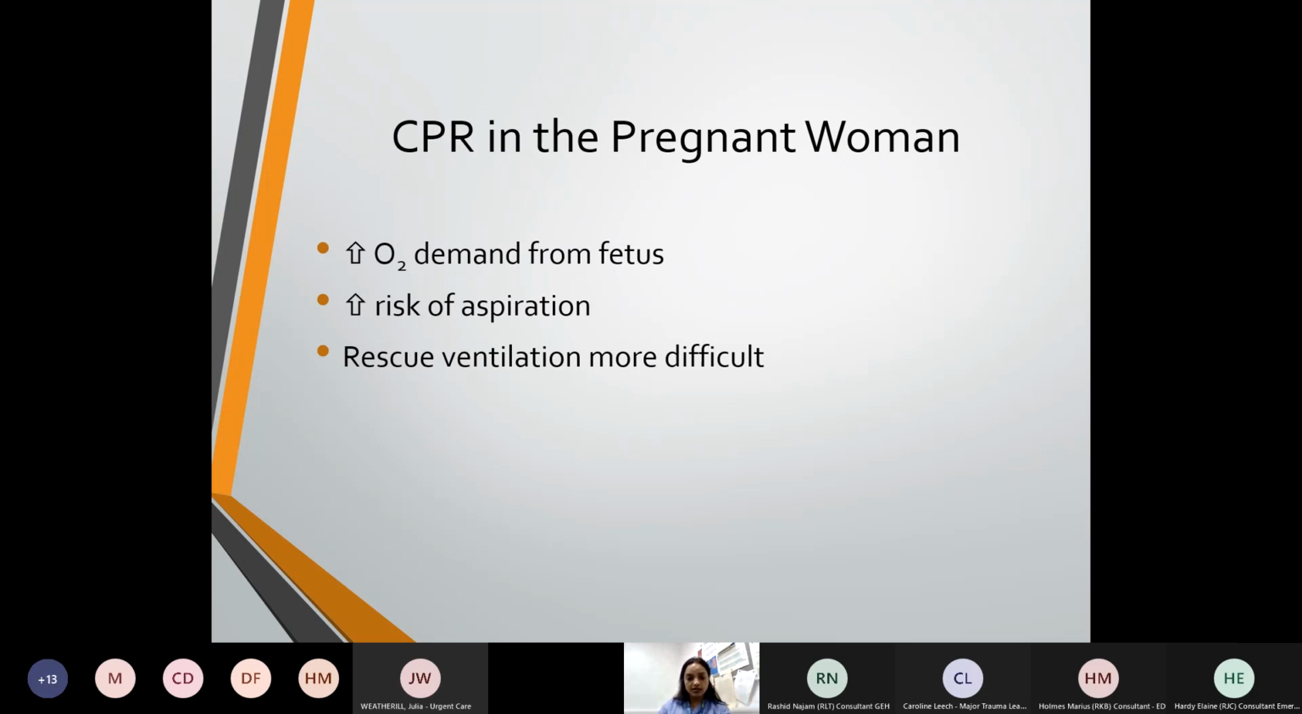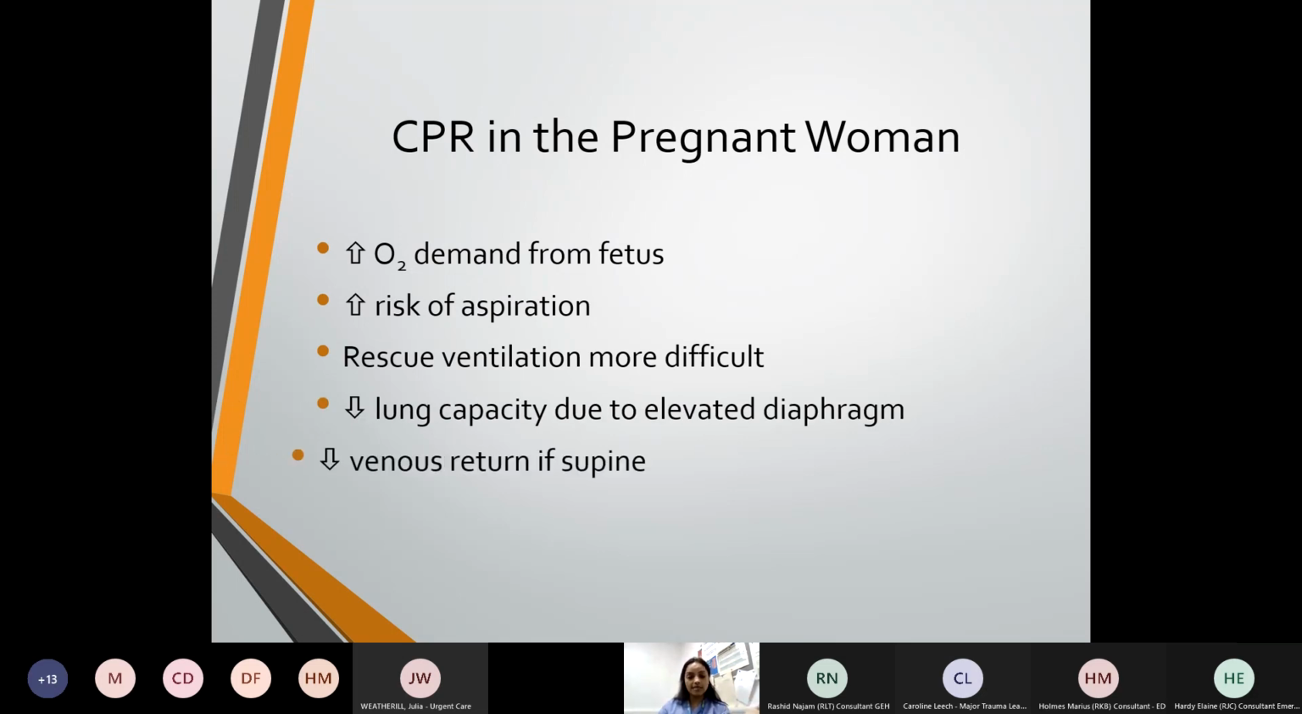There is increased risk of aspiration from the stomach into the respiratory tract. Rescue ventilation can be more difficult. Your lung capacity is reduced. Your venous return is reduced, and overall your CPR can be less efficient. Especially, I'll tell you a little bit later.